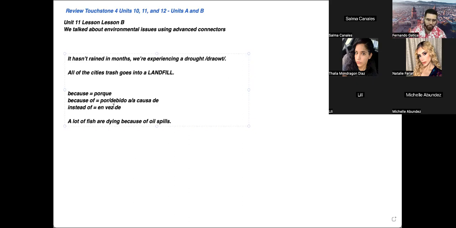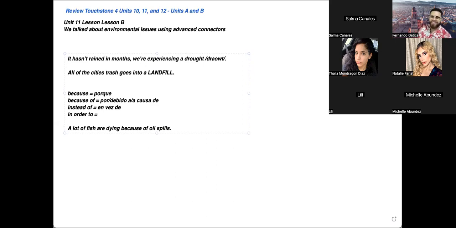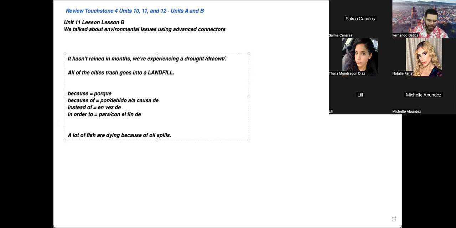Now let's continue with the connectors. What is "in order to"? This one's so easy. You can check your notes, okay? What is "in order to"? Para, or con el fin de. What about "in spite of"? A pesar de.